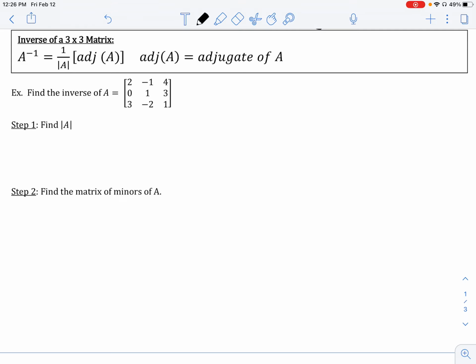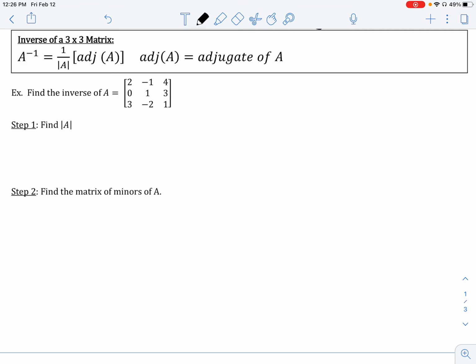You will not need to worry about finding an inverse of a matrix larger than a 3 by 3 in this class. But let's go through the process. So the inverse of a 3 by 3 matrix involves, again, multiplying the reciprocal of the determinant of your matrix times something that we call the adjugate. And that's where we're going to spend the bulk of our time practicing.